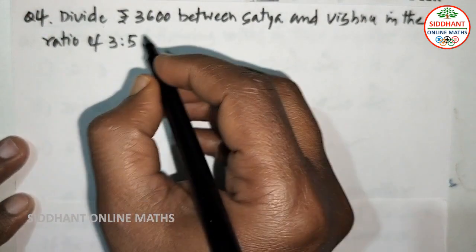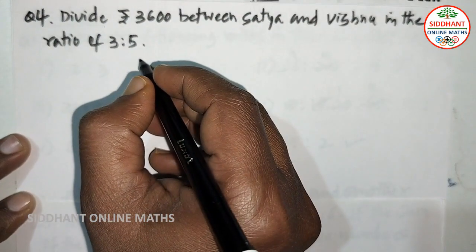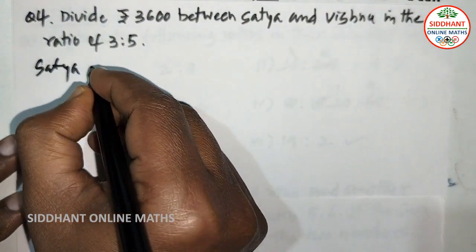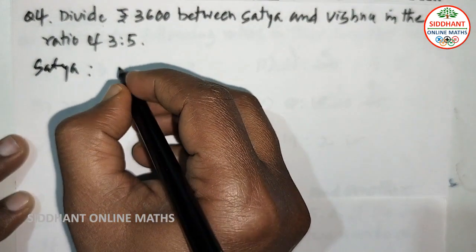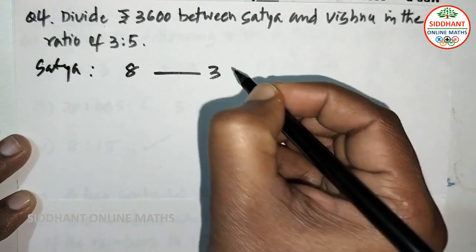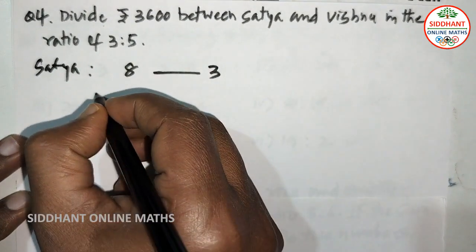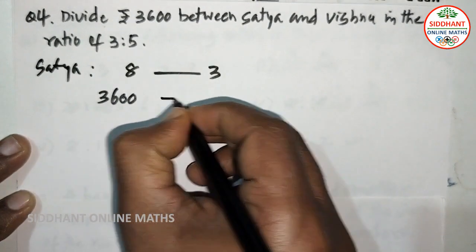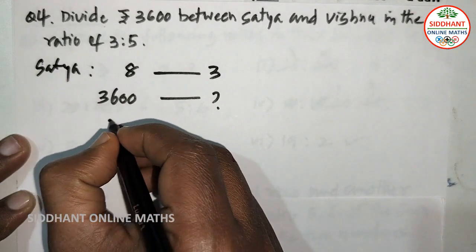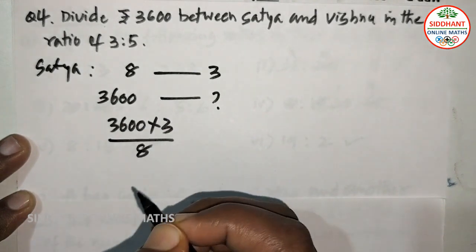Question number 4. Divide rupees 3600 between Satya and Vishnu in the ratio 3:5. So first we are going to see Satya. The total number of parts is 8. So out of 8, 3 parts are for Satya. Out of 3600, how many rupees are for Satya? So that will be 3600 into 3 by 8.